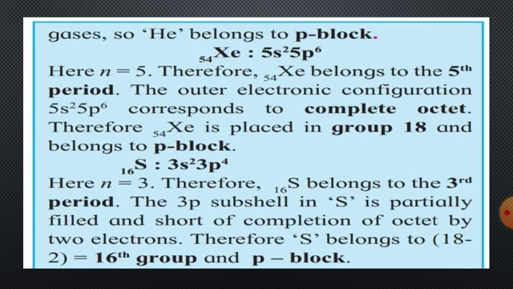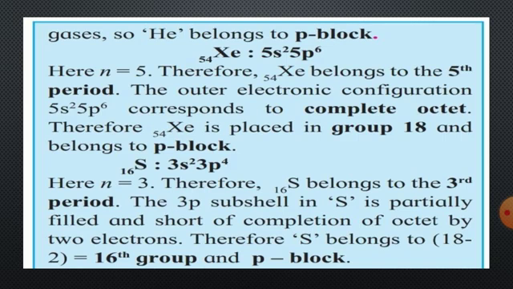Next one is sulfur, whose atomic number is 16. Its outer electronic configuration is 3s2 3p4. Fine. So here students, looking at the outer electronic configuration, how many shells are present? 3. So n will be 3 and it belongs to the third period.